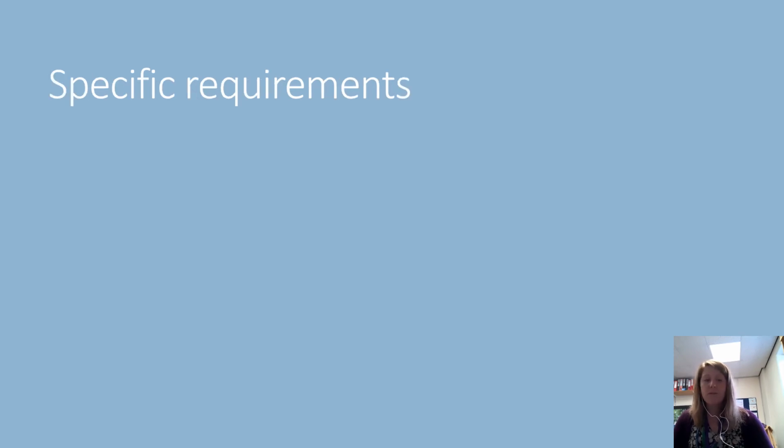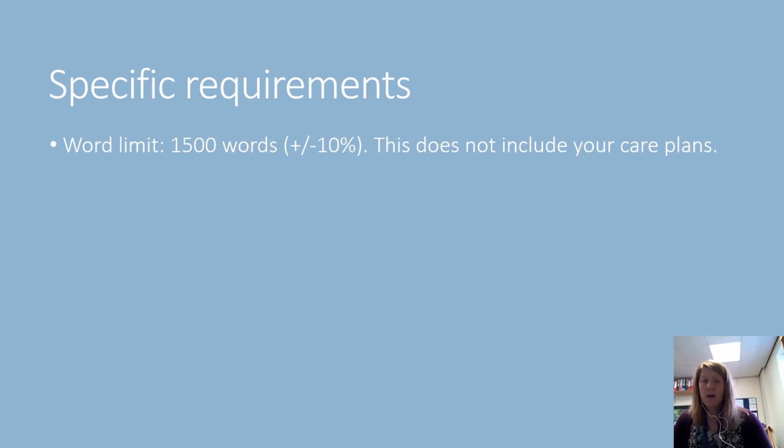Okay, so a couple more specifics for you. First thing is the word limit. We're looking at 1,500 words plus or minus 10%. As I said before, this doesn't include your care plans, so do feel free to write your care plans in full. Don't feel that you have to summarize. We want enough detail in there so that if it was picked up by a nursing team, it would be very clear what's required. So 1,500 words, which is about 750 per example, should give you more than enough words to write the report.